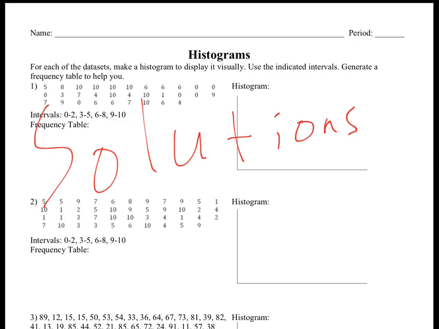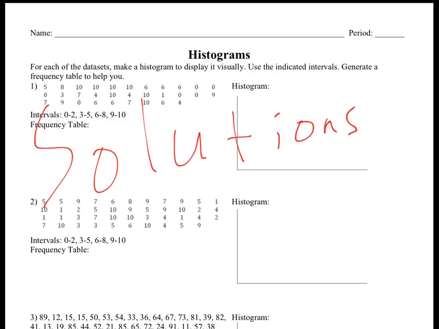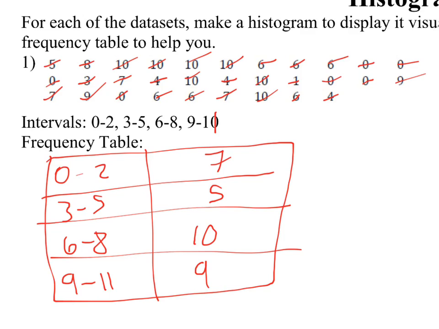Alright, it's time for the solutions for the histograms assignment. On this one, you need to make yourself a frequency table for each of these, and then use that to help you make a histogram on the right side. I've already done quite a bit of work on this, mostly because I didn't want to bore you with me just writing tick marks and numbers, or counting things. So to speed the process along, I've already figured out some of the things.